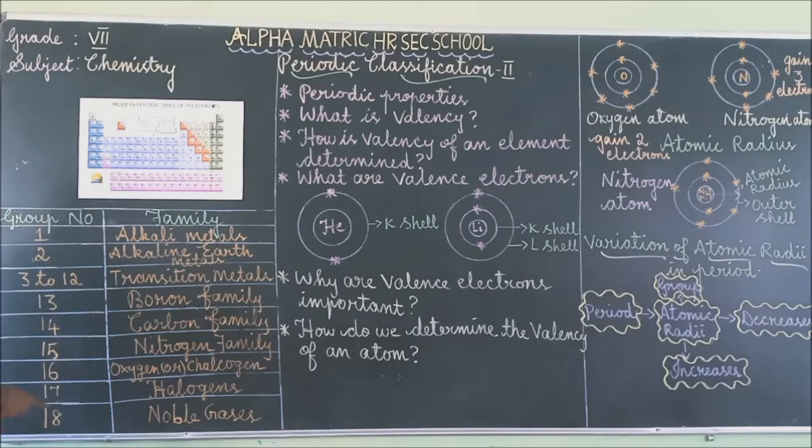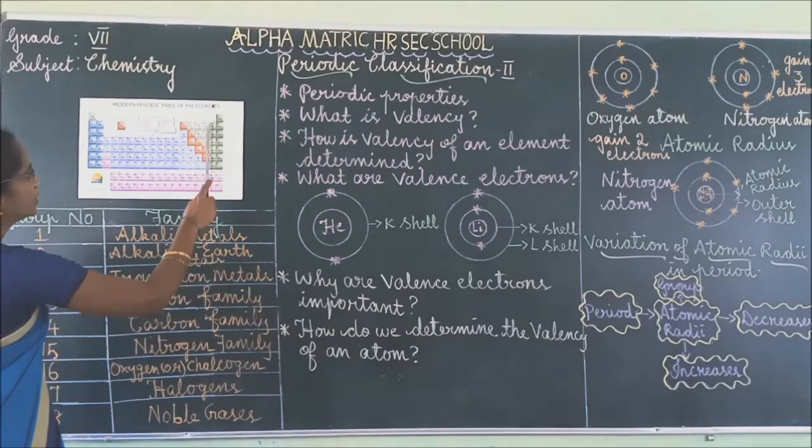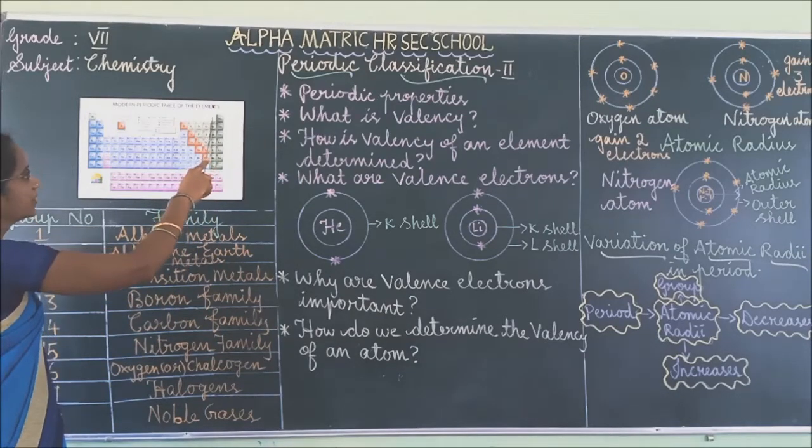So next one, group 17 is called halogen family. These are group number 17.